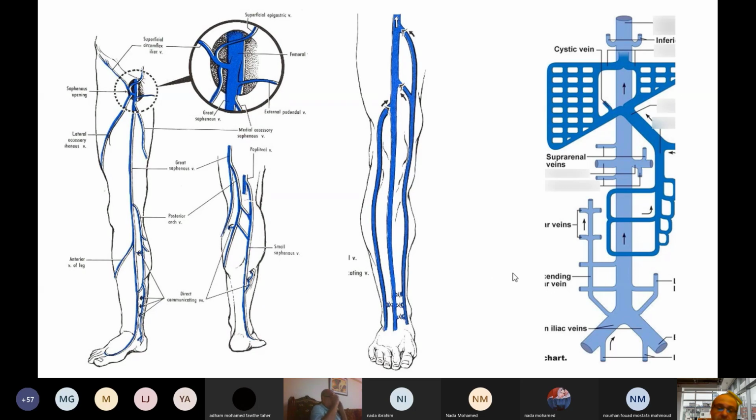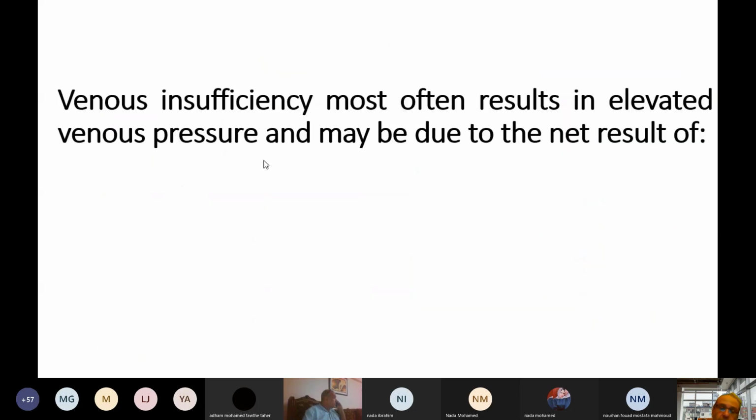This is very important because it will explain some clinical findings for the patient. We're going to discuss venous insufficiency. What is venous insufficiency? Venous insufficiency means simply the vein is not capable of performing its proper function. What is the proper function of the venous system? The proper function is to drain the lower limb and carry the blood back to the heart to continue its circulation. What are the causes of venous insufficiency?